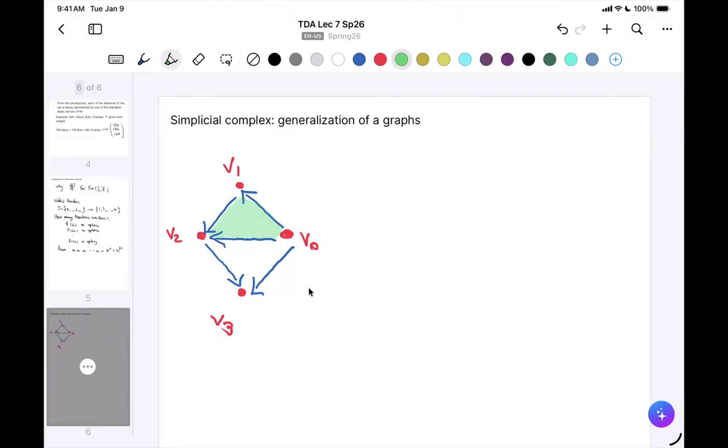I'm adding something of higher dimensionality, because a solid triangle has dimension two, in a sense. There are many circumstances where this is a very natural thing to do, and we'll go over many such examples. Another thing is that you could think about this as an actual geometric space.